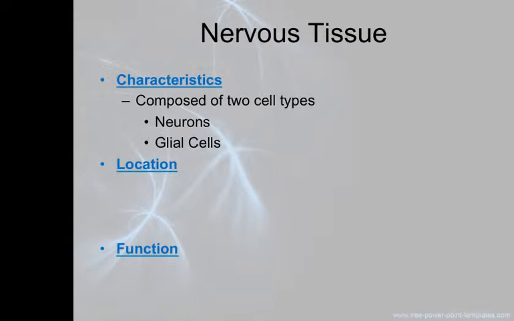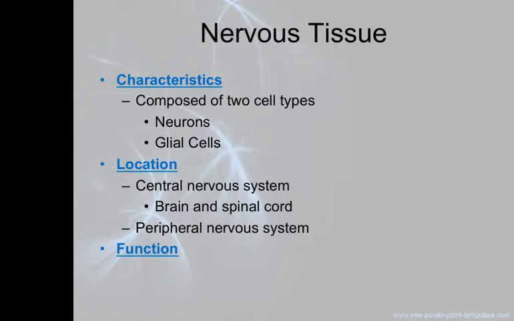Last but not least, nervous tissue. Here we have two cell types. Neurons transmit electrochemical impulses through the body, and glial cells secrete substances that support and protect the neurons. Nervous tissue is found in the central nervous system, meaning the brain and the spinal cord, and the peripheral nervous system, all the nerves that go from the spinal cord down to your fingertips and your toes and everywhere else.